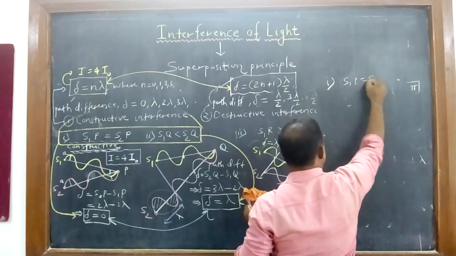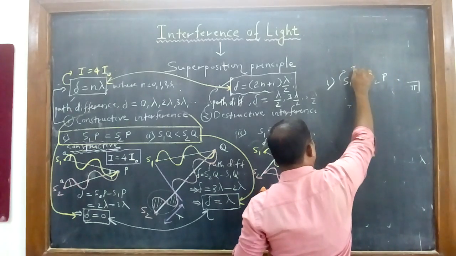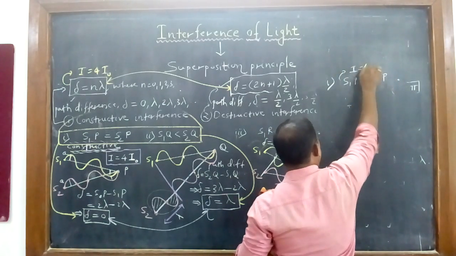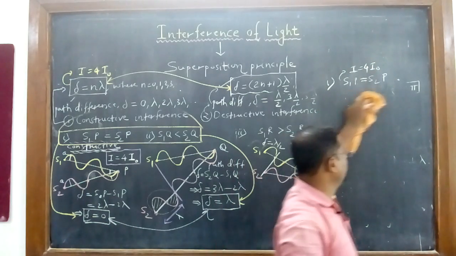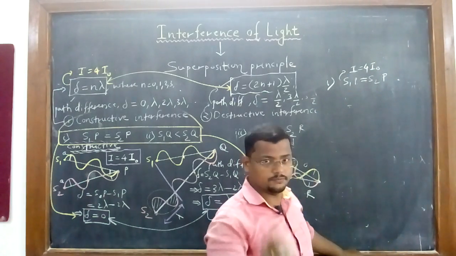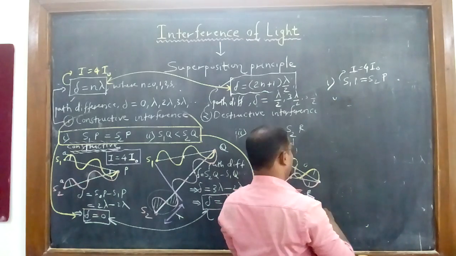S1P is equal to S2P. What am I going to prove? I am going to prove that the intensity of incident light is equal to 4 times I naught. Now how many waves do we have here? 2 waves. The first wave is Y1. Y1 I will write in yellow color only.